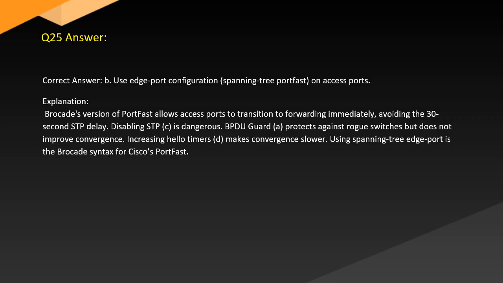Answer. Correct answer: B. Use port configuration spanning tree PortFast on access ports. Explanation: Brocade's version of PortFast allows access ports to transition to forwarding immediately, avoiding the 30-second STP delay. Disabling STP, C, is dangerous. BPDU guard, A, protects against rogue switches but does not improve convergence. Increasing hello timers, D, makes convergence slower. Using spanning tree edge port is Brocade syntax for Cisco's PortFast.